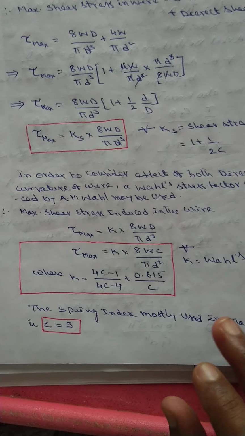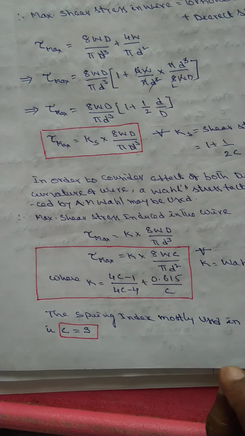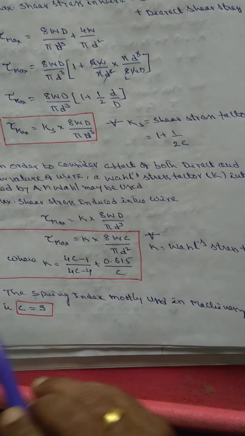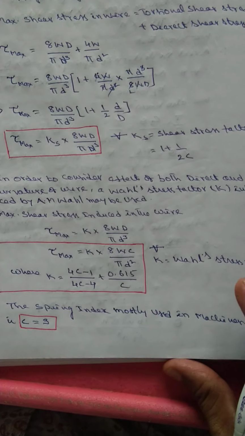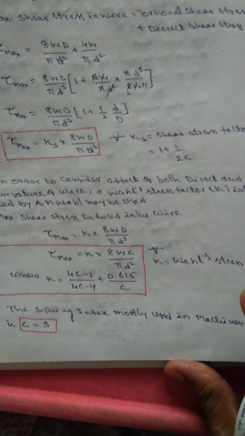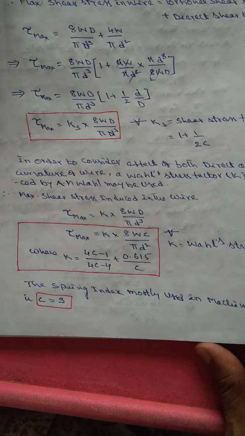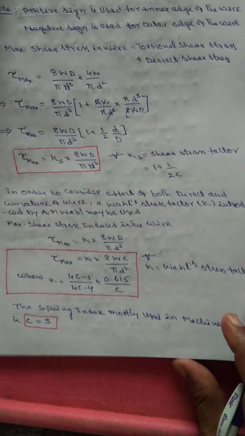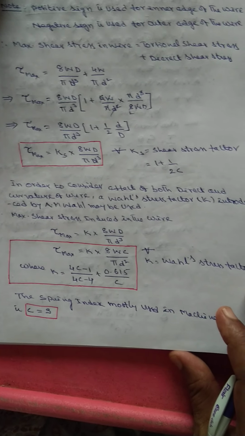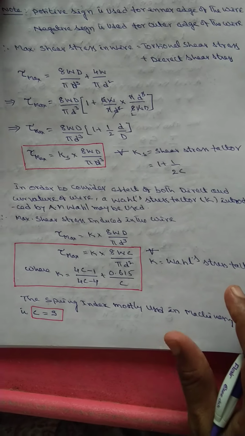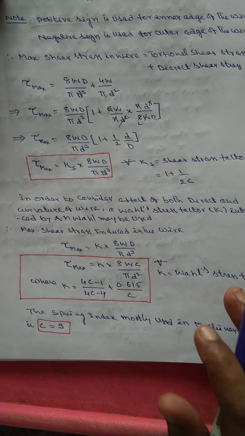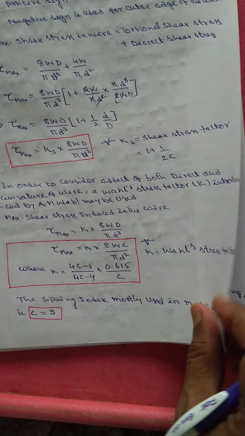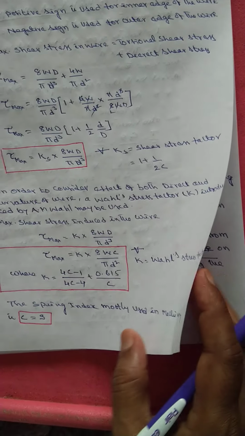Tau max is equal to K into 8WD by pi d cube, where K is the Wahl's stress factor. Finally, he gave one formula for us, for ease, to know the maximum stress on the spring: K is equal to (4C minus 1) divided by (4C minus 4) plus 0.615 divided by C. The spring index we generally take as a constant number, that is 3. Spring index we always denote as C.